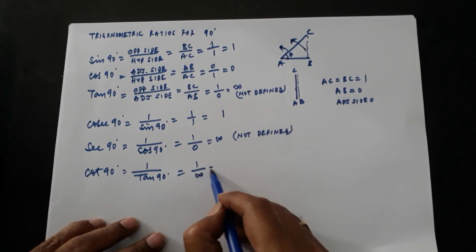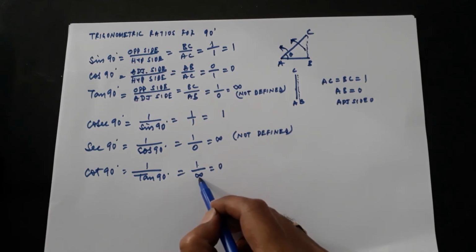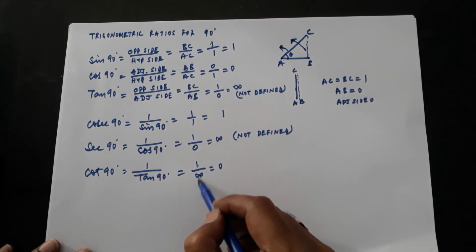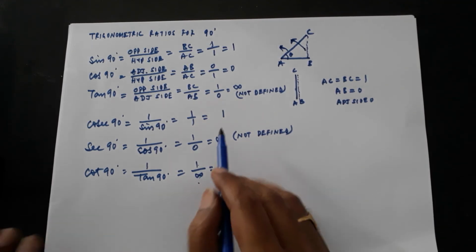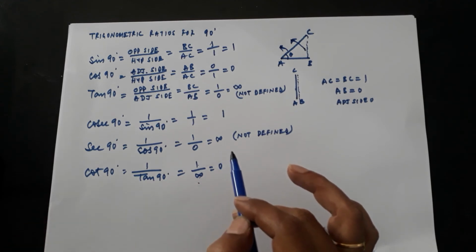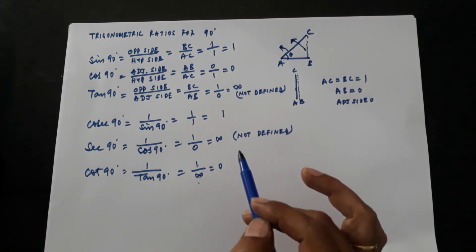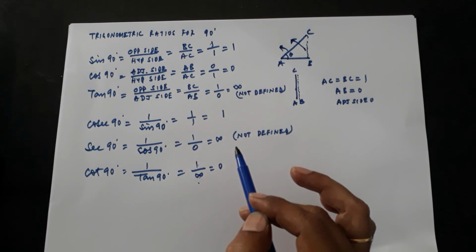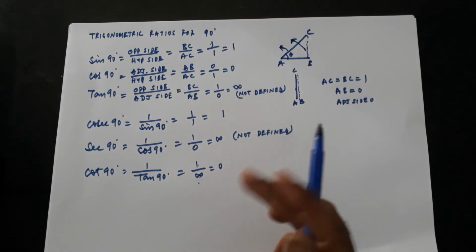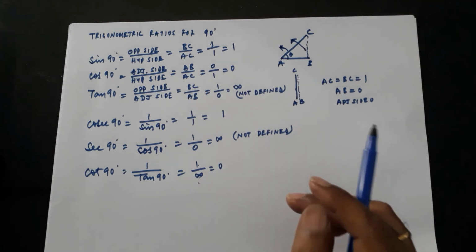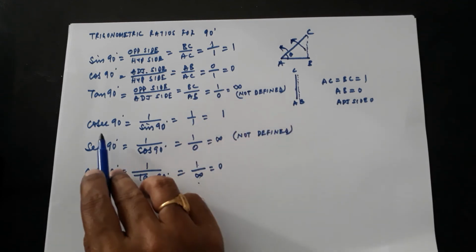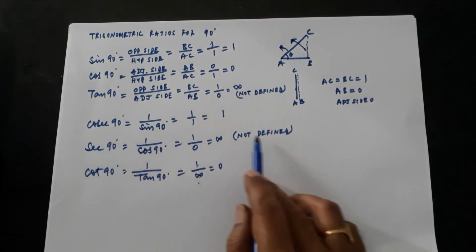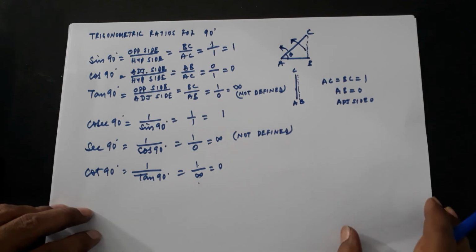So 1 by infinity is 0 actually, because infinity is 1 by 0. Remember this, 1 by infinity is 0. So we got all the values for 90 degrees. Sin 90 is 1, cos 90 is 0, tan 90 is infinity, not defined, cosecant 90 is 1, secant 90 is not defined, cot 90 is 0.